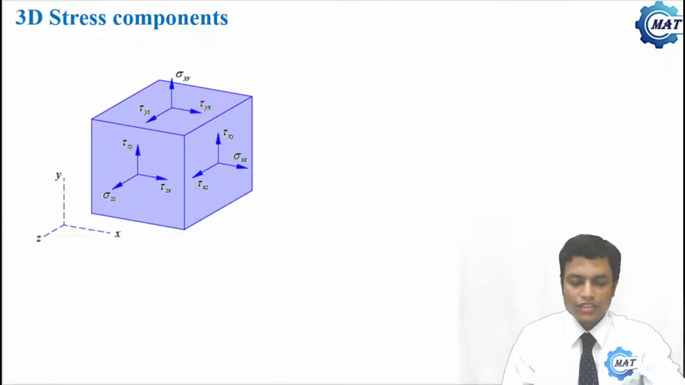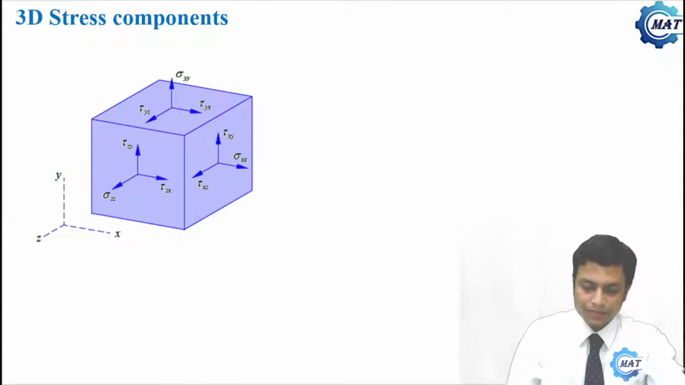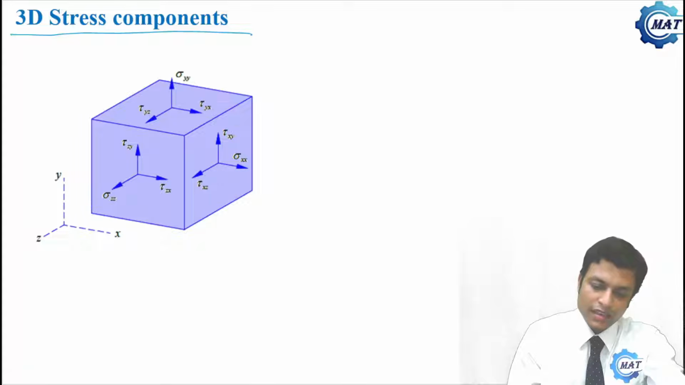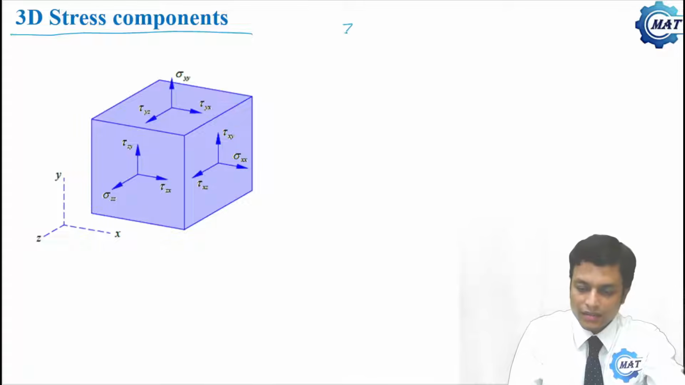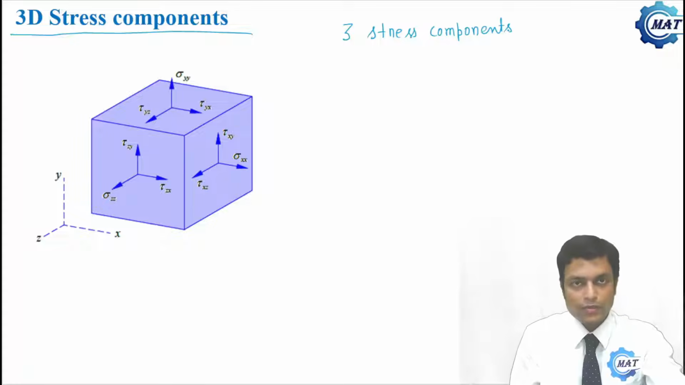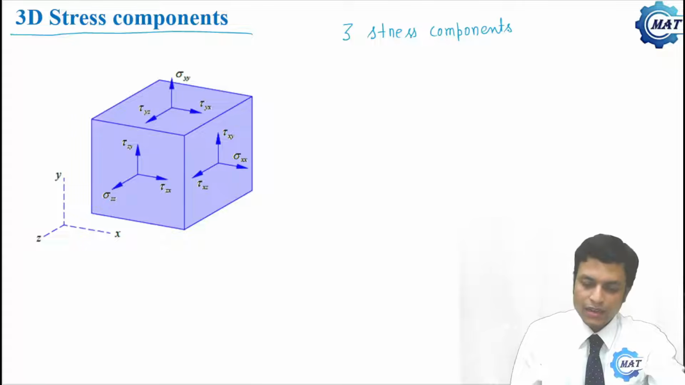Now let us see the stress components in 3D. This is a cubical element, and we can see in each face there are 3 stress components, and the opposite face has the same 3 stress components. So how many stress components are there? Opposite faces have the same stress components, so we will not consider those. That is 3 faces into 3, so 9 stress components.